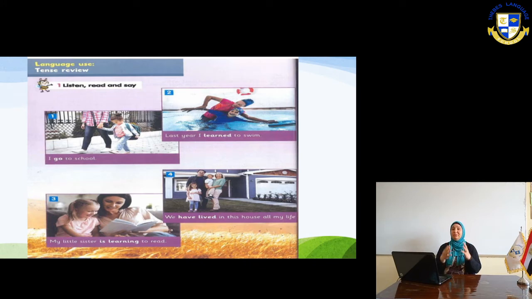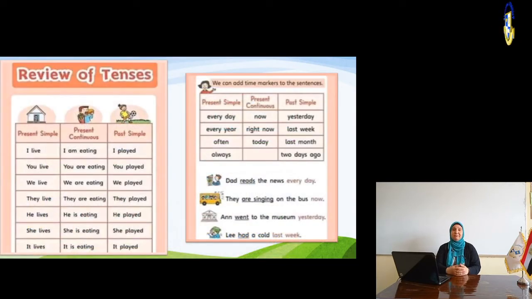Of course, while listening, you remembered some of the tenses you have studied in the previous year and in the previous term. Among those tenses are the present simple, present continuous, the past, and the present perfect. We are going to have a quick revision of them in the next slide. You see a review of tenses in front of you.